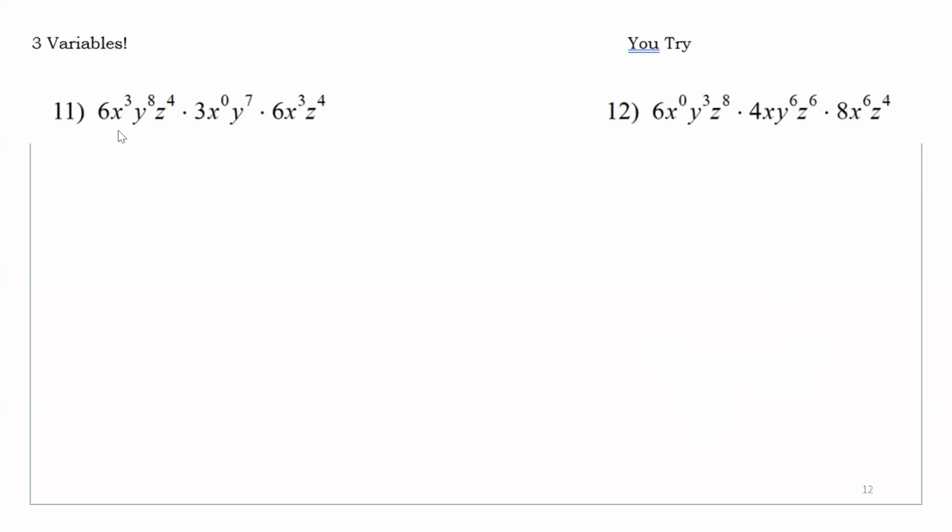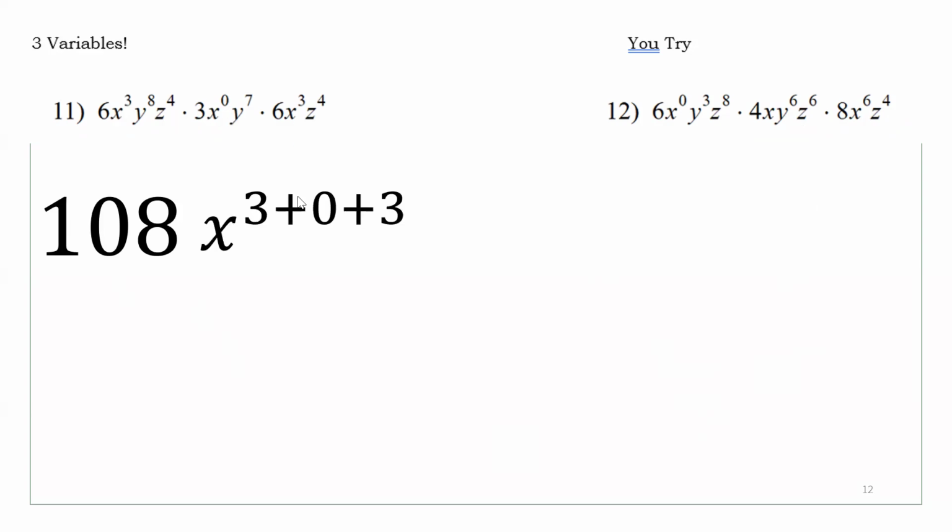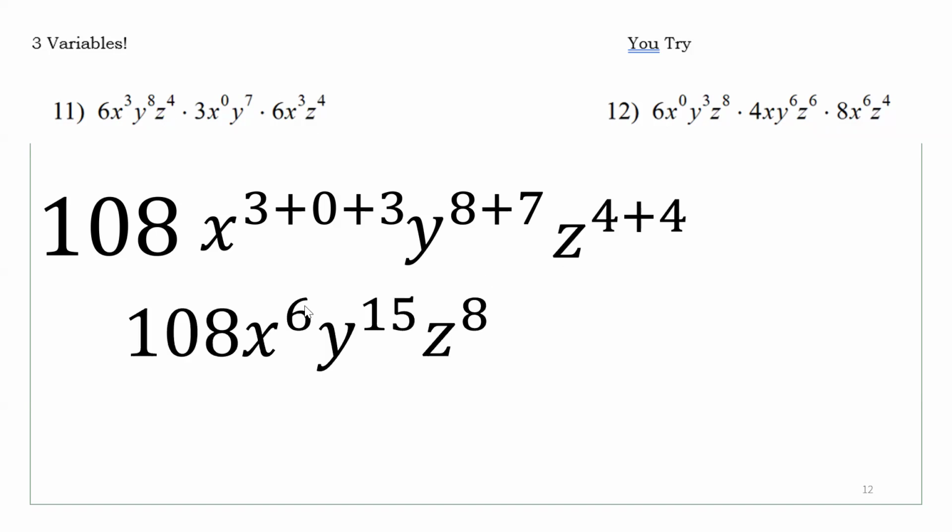Okay. 3 variables, here we go, taking it up a notch. Again, just keep it very tight, go alphabetical. So first we would do 6 times 3 times 6. That would give us 108. And then we've got x cubed, x to the 0, x cubed. So 3 plus 0 plus 3. Y's, I've got 8 there, 7 there. I don't have any more y's, so I'm just adding 8 and 7 on that one. Z to the 4th, Z to the 4th, so 4 plus 4 on that. So when I add those up, I end up with 108 x to the 6th, y to the 15, z to the 8th. And if it helps to strike them out as you do them, do that.